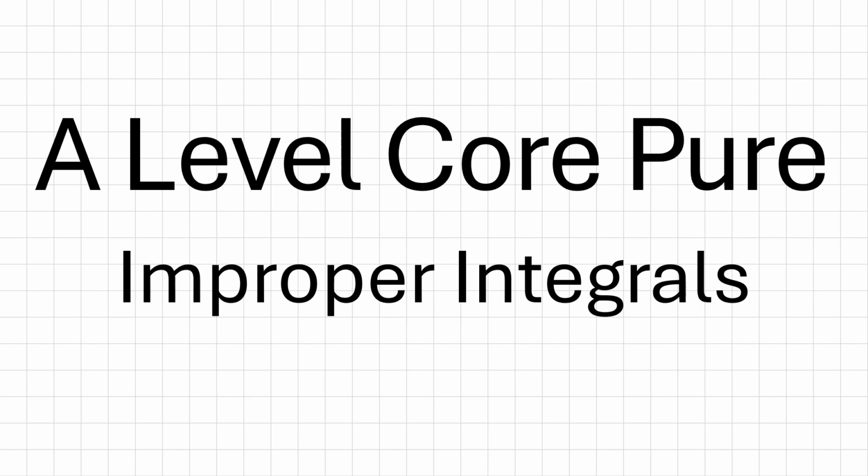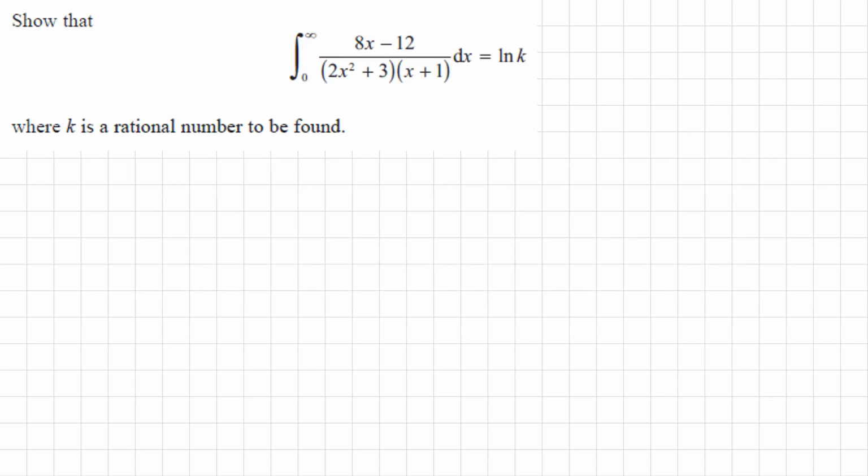This is an A-level core pure question on improper integrals. Show that this integral between the limits of 0 and infinity of (8x minus 12) over (2x squared plus 3) times (x plus 1), integrated with respect to x, is equal to log k, where k is a rational number to be found. Now this is a partial fraction.